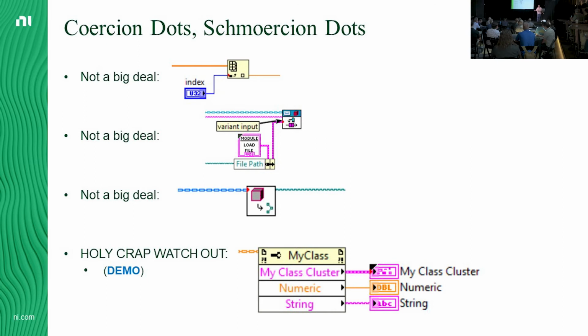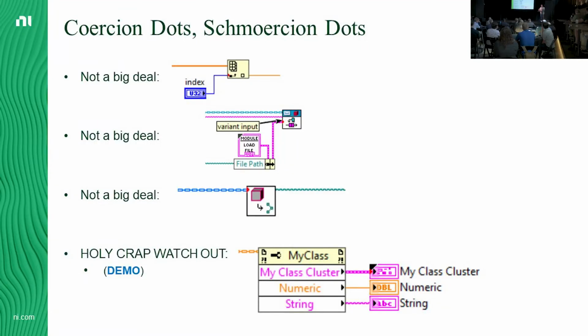You've got a class VI that has a static dispatch class terminal. Any child class that's wired into that is going to have a coercion dot. No big deal. But holy crap, watch out. If you ever see a coercion dot on a class property node terminal going into something that's a type def, holy crap, that is going to break everything.